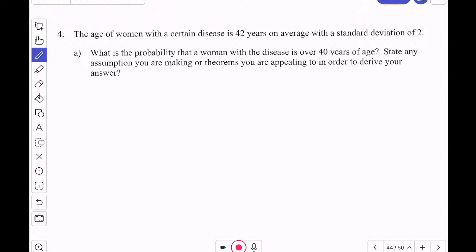Ready? Okay, the age of women with a certain disease is 42 years on average, with a standard deviation of 2. What is the probability that a woman with the disease is over 40 years of age? State any assumption you are making or theorems you're appealing to in order to derive your answer. Okay, so is this a good one?